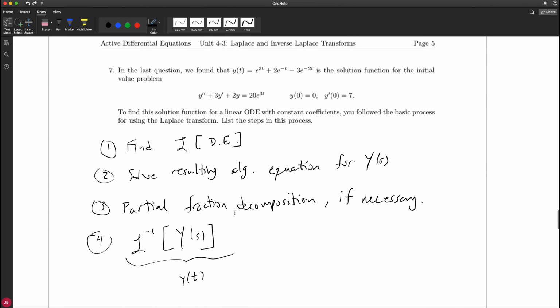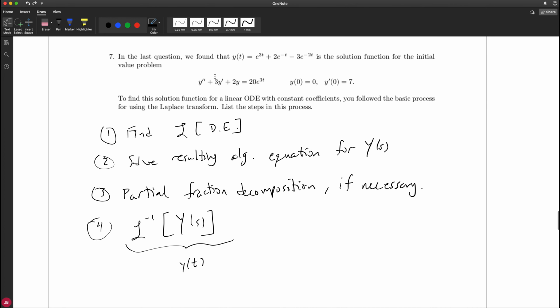Okay, and now for this process, I kind of break it down for you. The thing that you do first is, if you go back above, we found the Laplace transform of this whole differential equation. And then we solve the resulting algebraic equation for capital Y of s. We found the partial fraction decomposition if necessary. In this case it was.